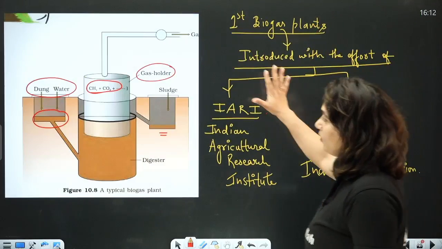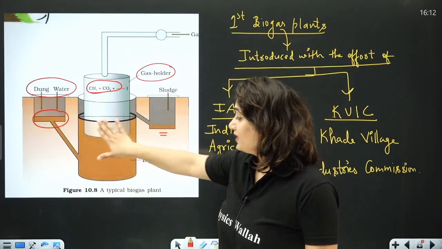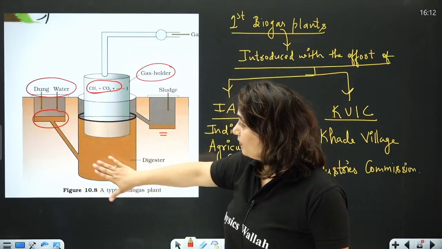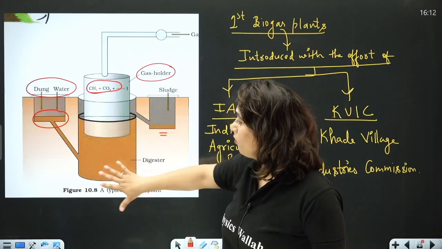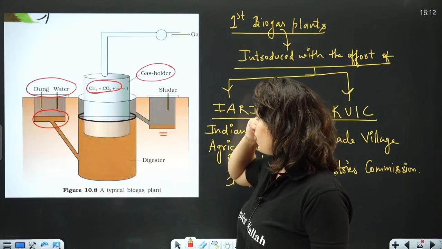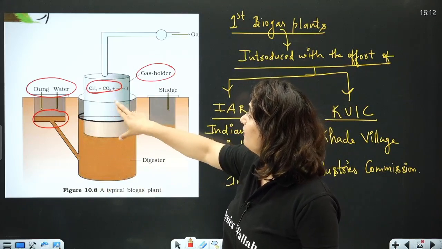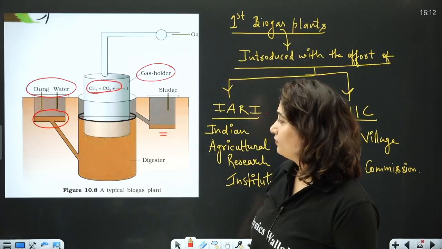So this is a biogas plant. This is a biogas plant, and you can see that this is a slurry. This is a slurry which is formed of cow dung and water, right? So what happens is that the methanogens form biogas, and then this biogas is collected later on.